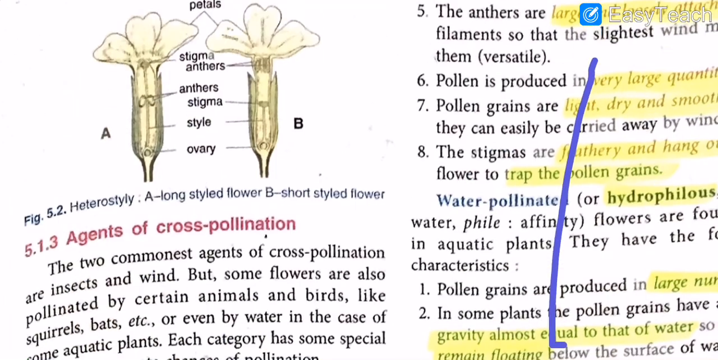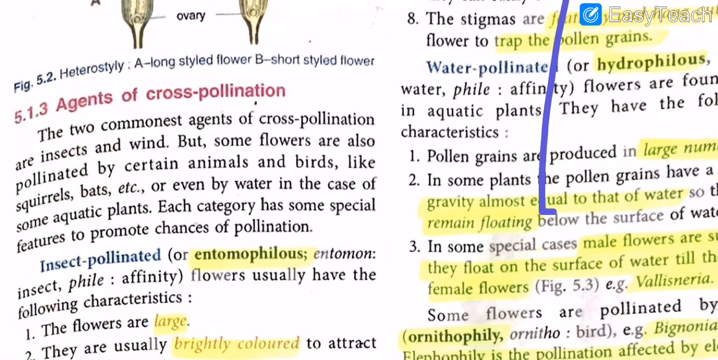Okay, agents of cross-pollination. The two commonest agents of cross-pollination are insects and wind, but some flowers are also pollinated by certain animals and birds like squirrels, bats, etc., or even by water in the case of some aquatic plants. Each category has some special features to promote chances of pollination.